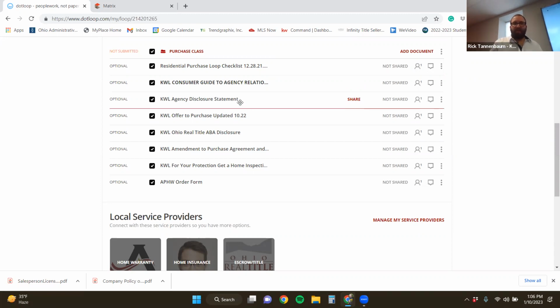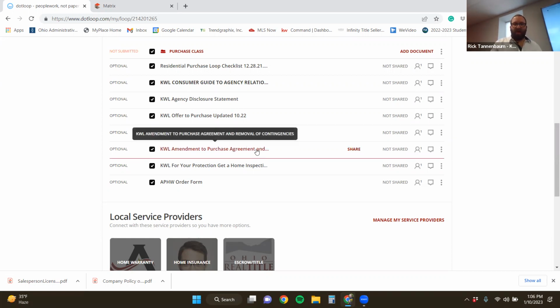The agency disclosure statement always needs to be in there. This is the order that I like to see it when I open up my loops too. For me, it's just easier that way. But if you guys have a different order, that's fine as long as it's all there. So I like to have the agency disclosure statement followed by the purchase agreement, followed by the ABA if we're using Ohio Real Title, or if you guys have your own affiliate, then you'll add your own ABA in there.